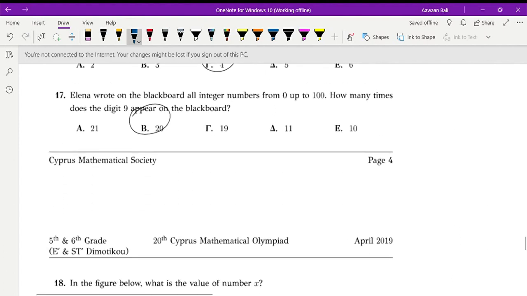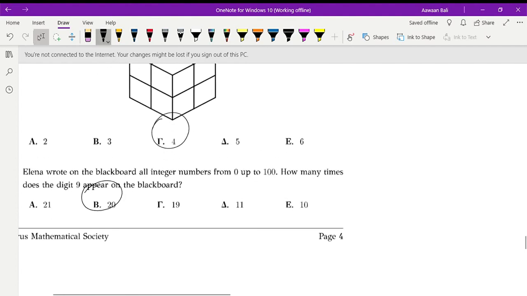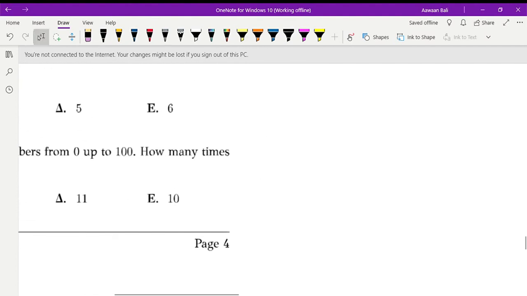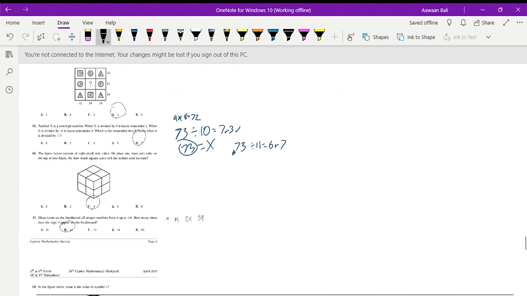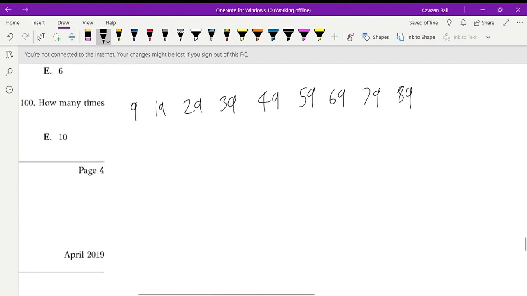Now, Elna wrote on the blackboard all integer numbers from 0 to 100. How many times does the digit 9 appear on the blackboard? For me, normally in these types of questions, I just write them all down because it's easy. So let's say here 9, 19, 29, 39, then we have 49, 59, 69, 79, 89. And then we go to the 90s, which all have a 9 in them.